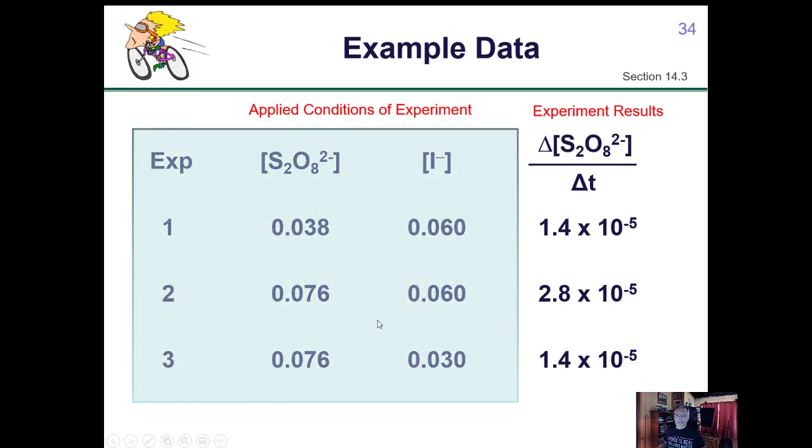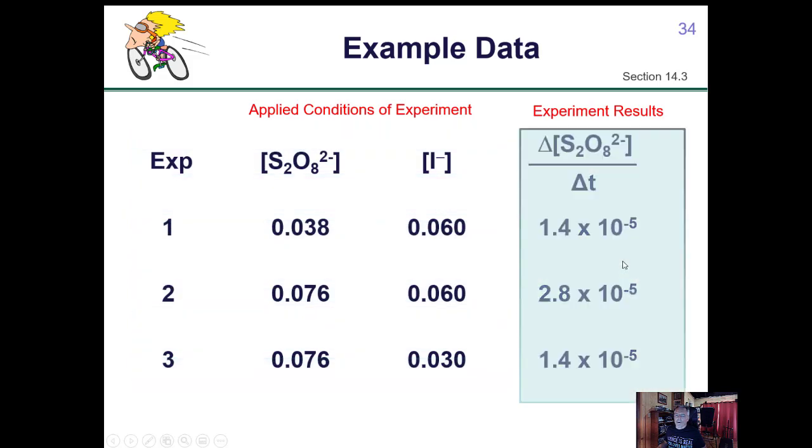Now remember, these are the applied conditions that we have for the particular reaction. These are the results that we get over here. All of these are resultant rates dependent on the various concentrations that we have. Now, right now, we don't know what the rate law is for this. We don't know the impact of changing the concentration of the reactants on the rate. That's something we're going to determine. We also don't know the rate constant.